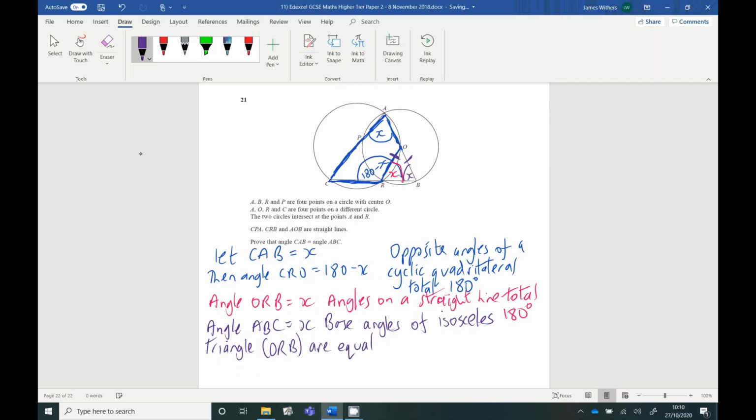So we've shown that both CAB equals x and ABC equals x. So we've therefore proven that angle CAB equals angle ABC. So, okay, if you spotted that this cyclic quad was there.